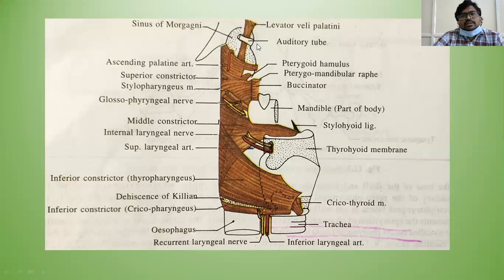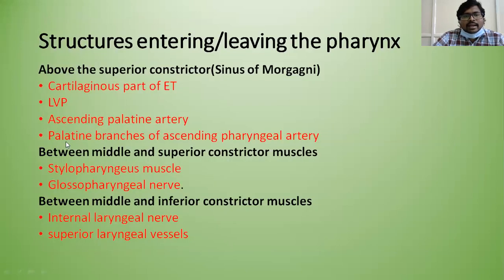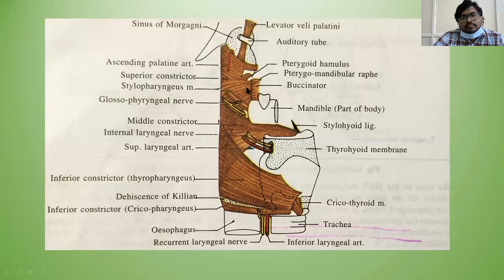The following structures that pierce through this sinus Morgagni are the auditory tube or eustachian tube, cartilaginous end, levator veli palatini, ascending palatine artery, and sometimes palatine branches of the ascending pharyngeal artery. Between the superior constrictor and middle constrictor, the structures that pass are stylopharyngeus and glossopharyngeal nerve.